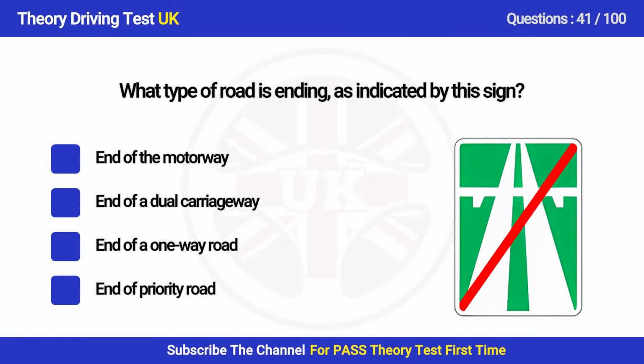A. End of the motorway. B. End of a dual carriageway. C. End of a one-way road. D. End of priority road.